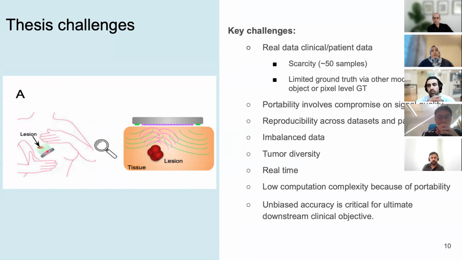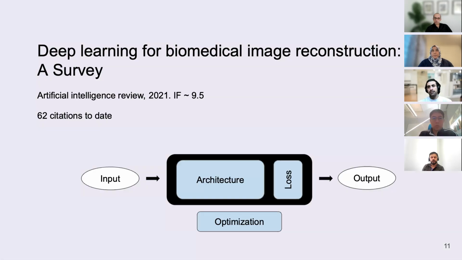This study requires real-time reconstruction, as a clinician wants to see results in a real-time setting, and it requires low computational complexity because of the portability of the probe. Unbiased accuracy is crucial for the ultimate downstream task analysis objective.